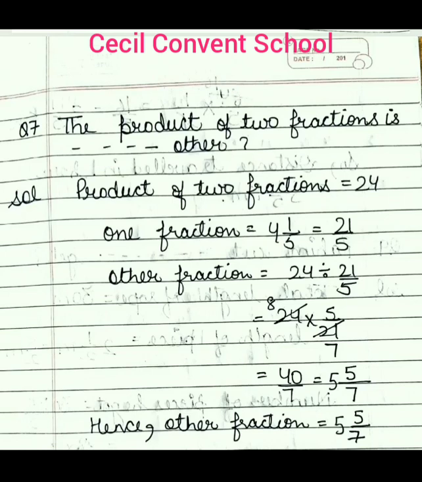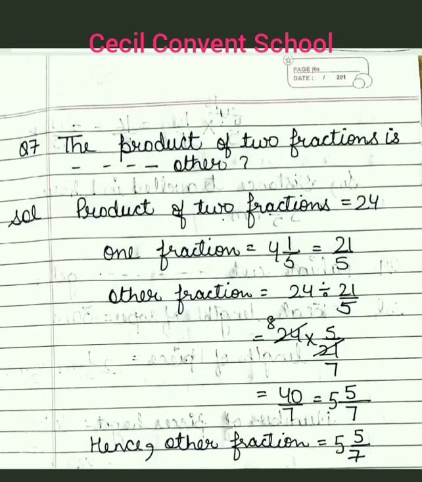Now what we have to find is the other number. How can we find the other fraction? For finding the other fraction, we have to divide product of two fractions with the one fraction. See how. Firstly, we write this one, 24 divided by 21 by 5. Clear? After that student, when we divide, as you all know, in place of divide, multiply sign comes and second fraction will interchange. Means 5 will come up and 21 will come down.